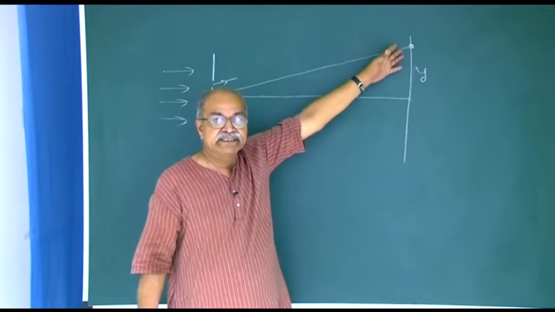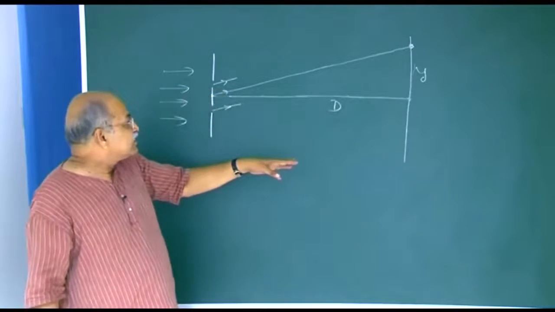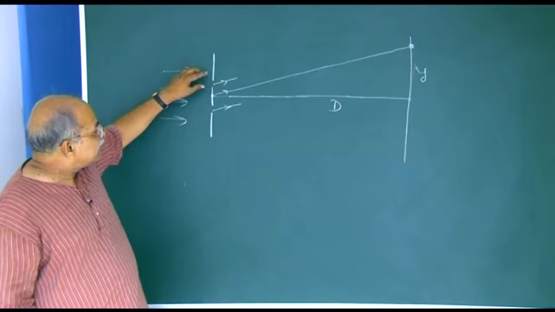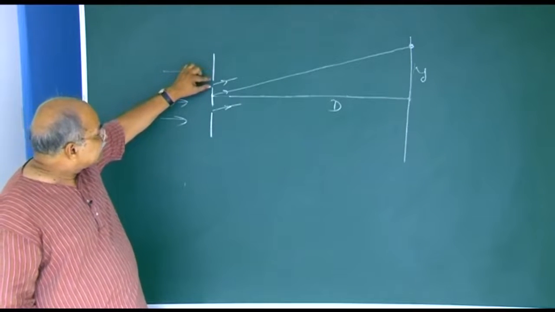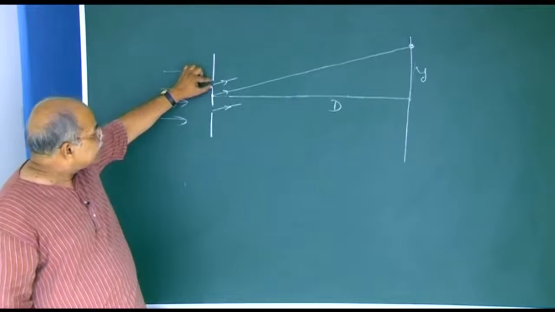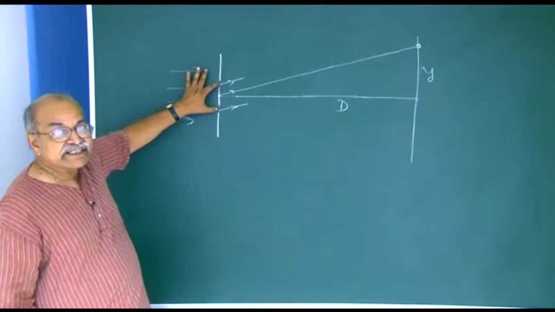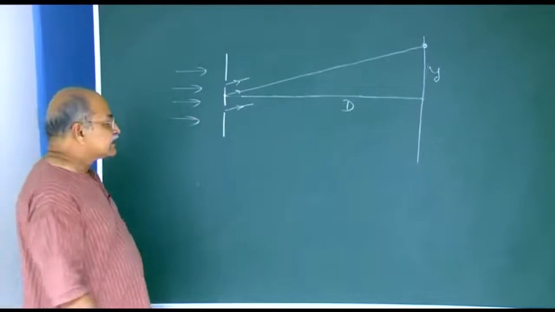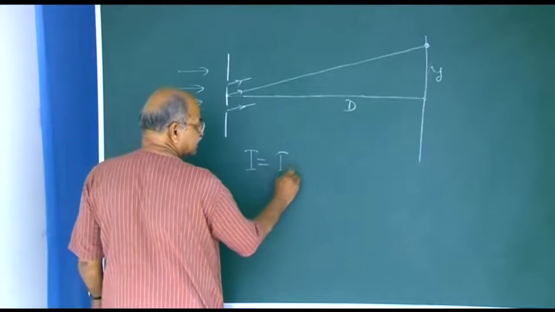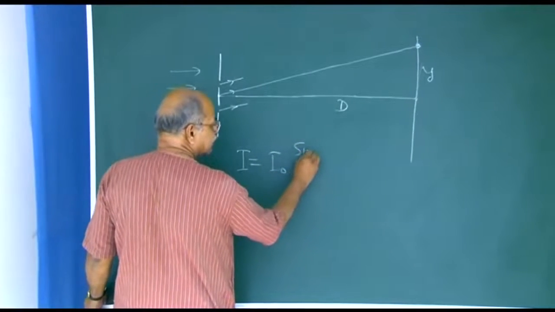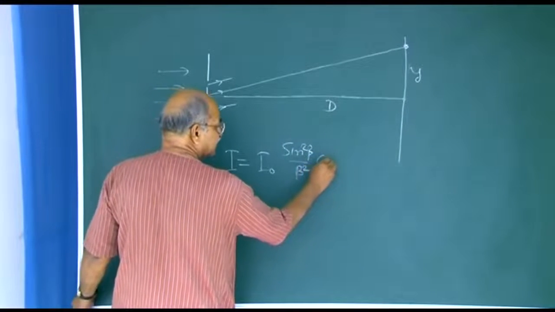and hence the intensity varies on this screen, and that variation is now governed by two parameters or two components. One is the width of the slit, this one, and then the separation of the slits, and it is given by I = I₀ (sin²β / β²) cos²γ.